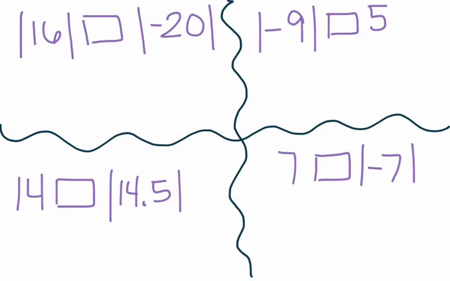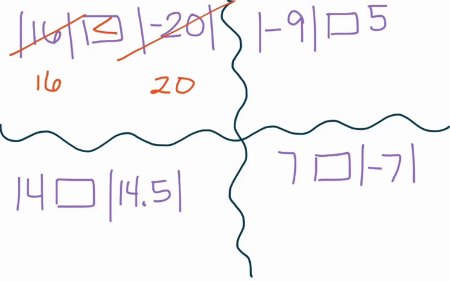So in our first problem, we are comparing the absolute value of 16 with the absolute value of -20. Alright, so I'm going to go ahead and solve these. I know that the absolute value of 16 is 16, and I know that the absolute value of -20 is 20. So 16 is less than 20, so the absolute value of 16 is less than the absolute value of -20.